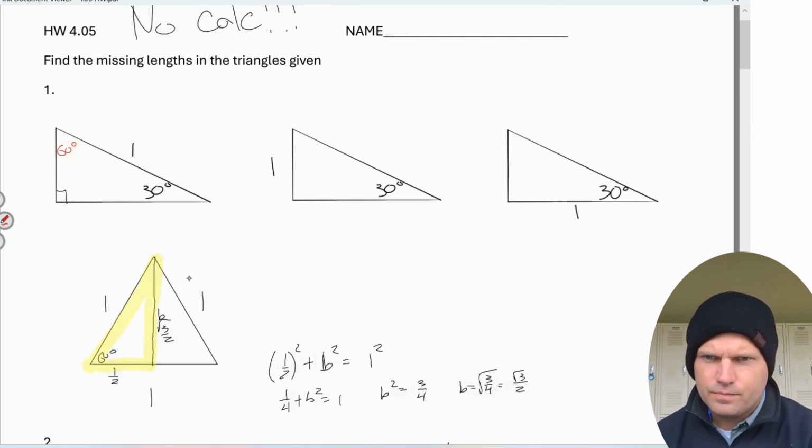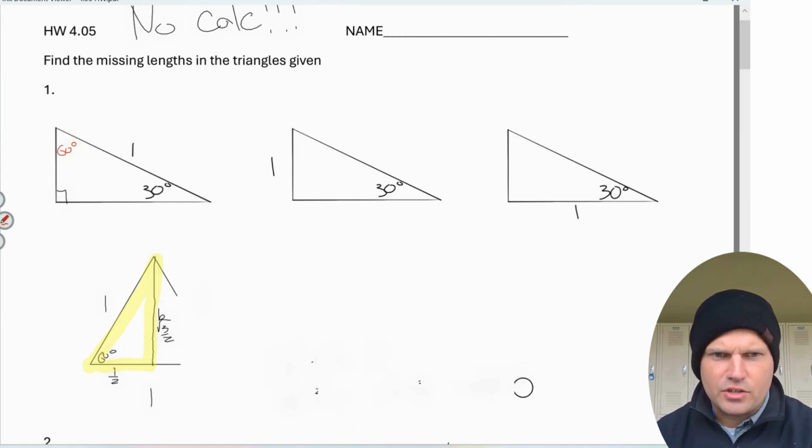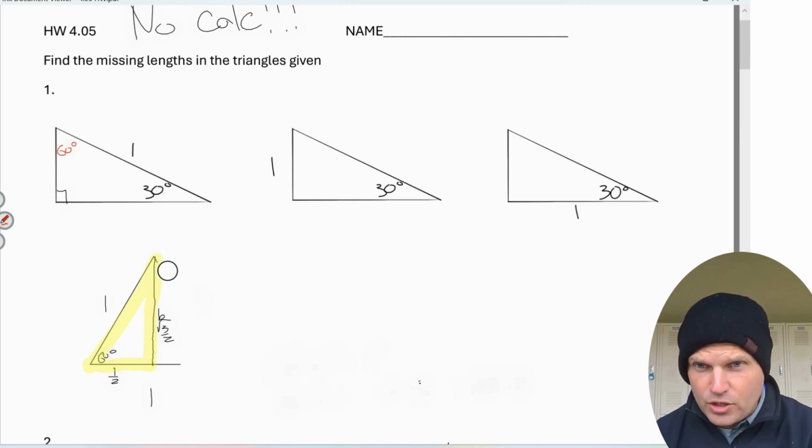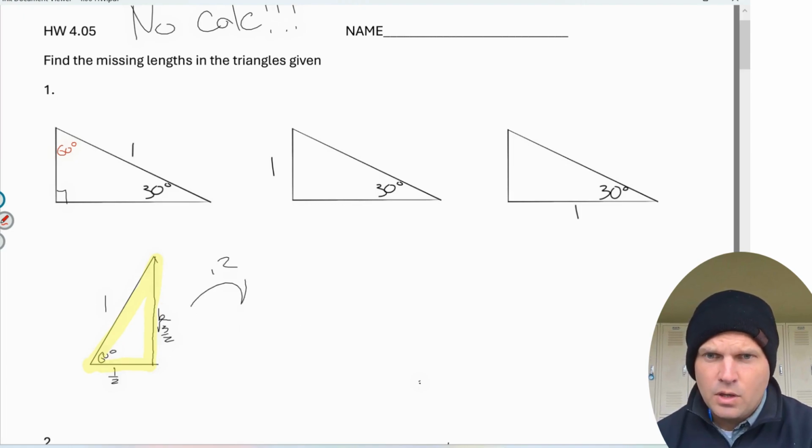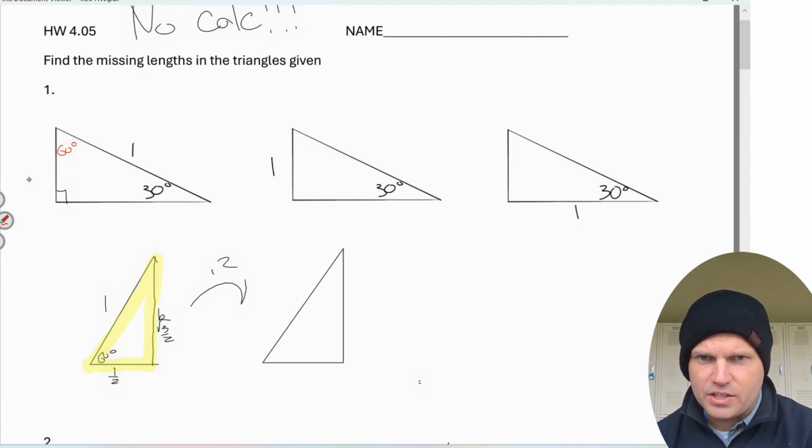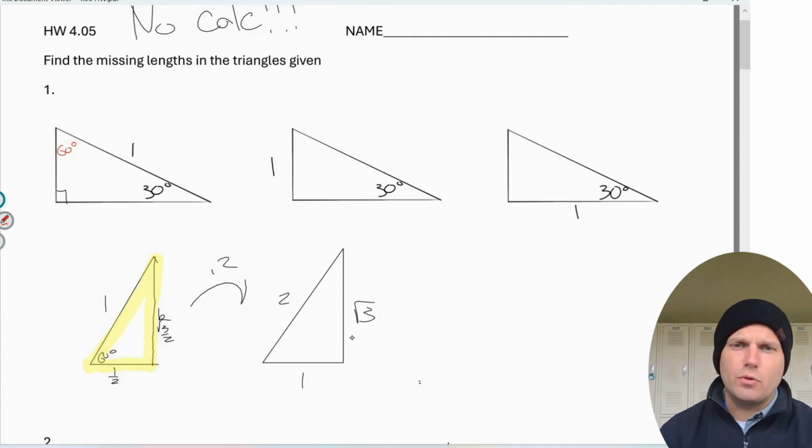So we are ready to scale this 30, 60, 90 triangle. There's another 30, 60, 90 triangle that we might want to scale, and that's this triangle doubled. When you double this triangle, you don't have fractions anymore. Let's pretend it's double the size. But you will have just 1, 2, and root 3.